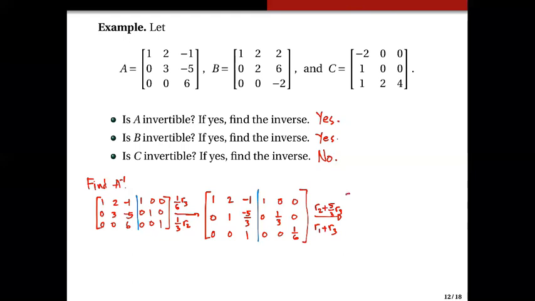And with that, what are we getting? So for row 1, we add row 1 plus row 3. So 1 plus 0, that's still 1. 2 plus 0, that's still 2. Negative 1 plus 1, that becomes now 0. On the right side, we have 1 plus 0, that's still 1. 0 plus 0, that's still 0. And then 0 plus 1 over 6, that's 1 over 6 in here.